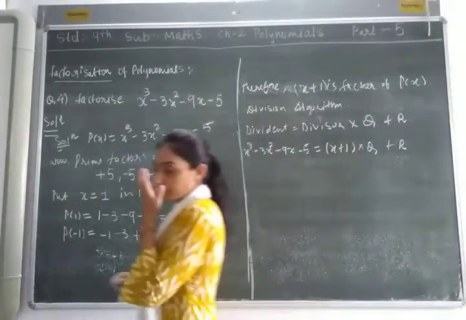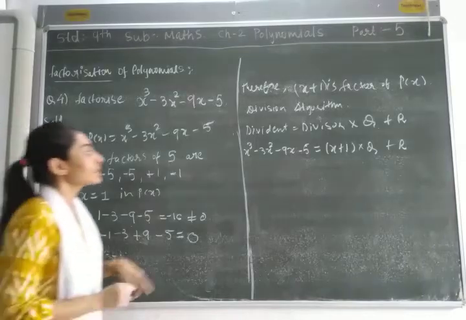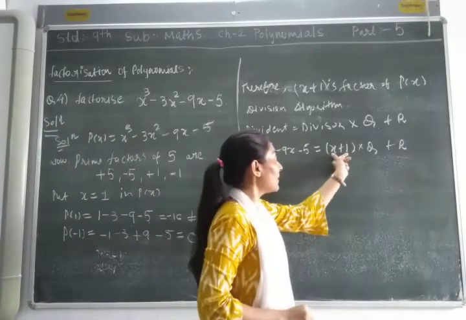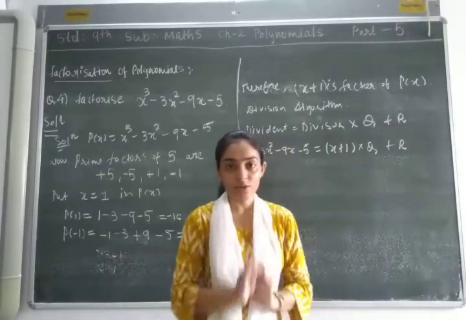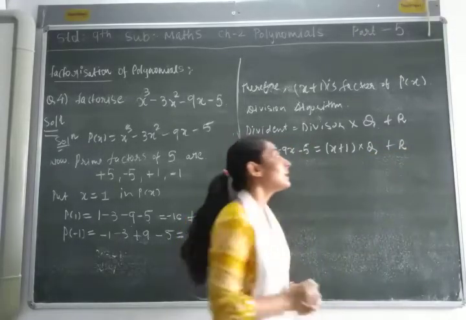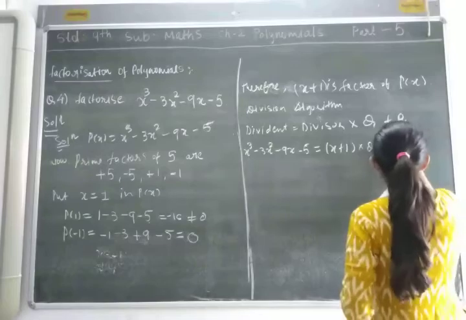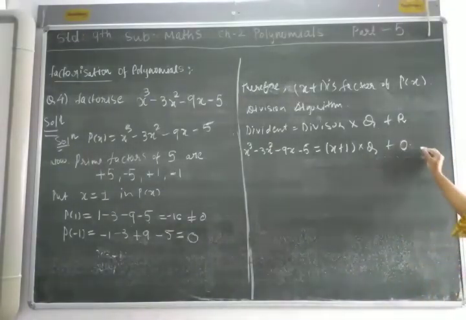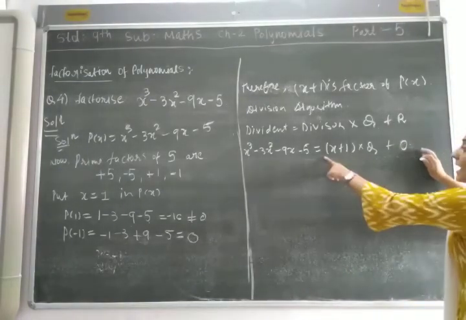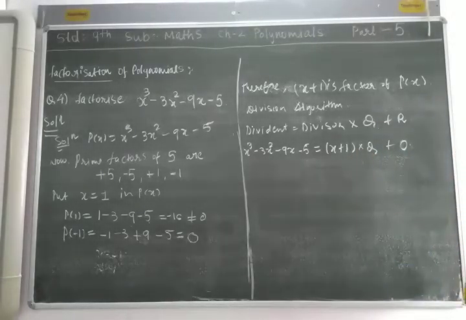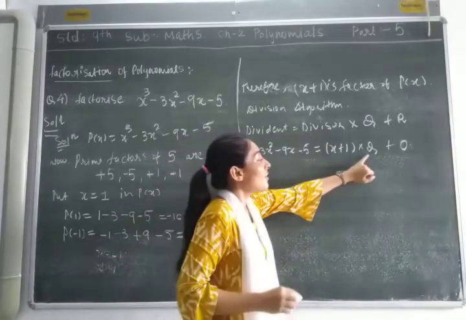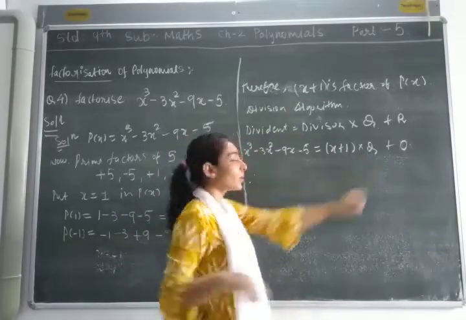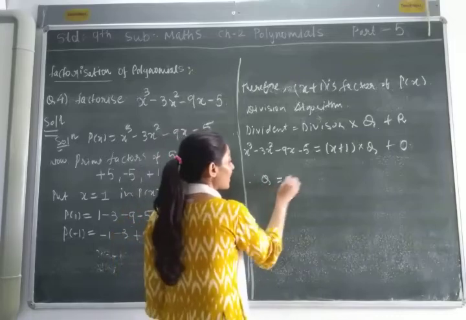This is nothing but a factor we found over here. It means my remainder is equal to 0. Why 0? Because x plus 1 is a factor only. Now we just want to find our quotient.